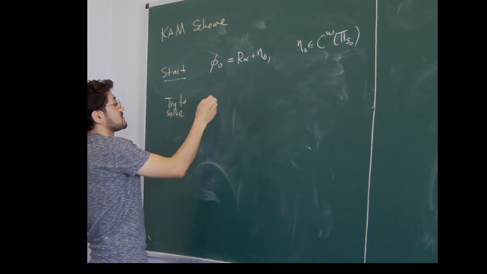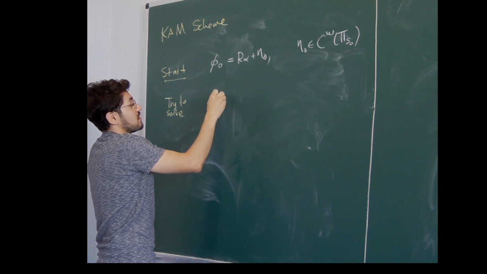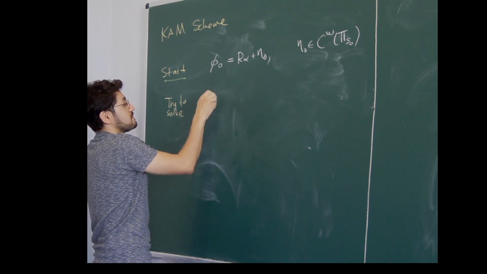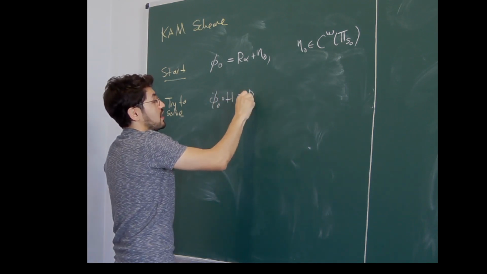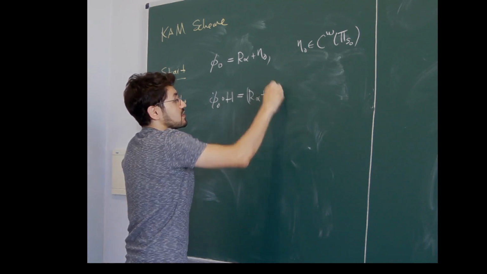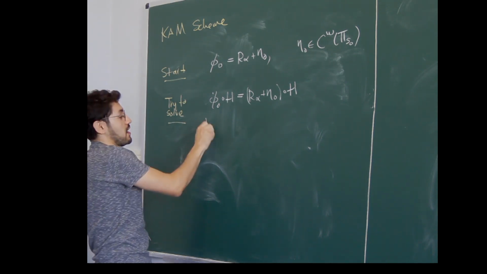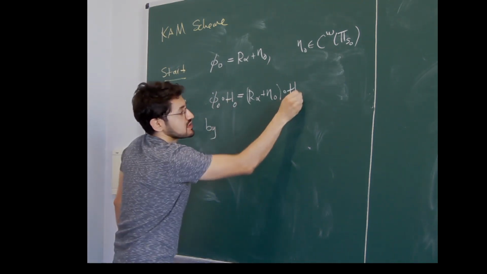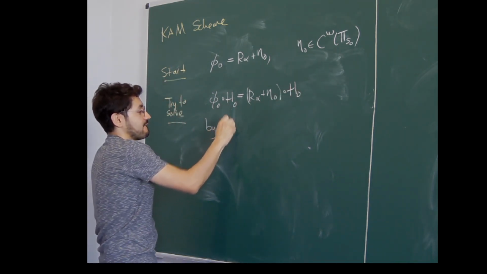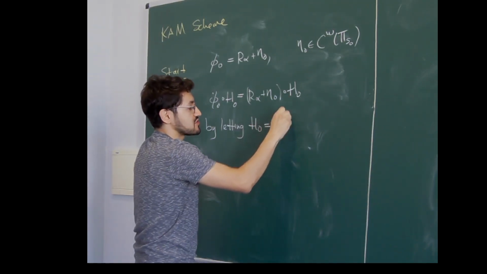I want to find a conjugacy H that makes H composed with phi0 composed with H equal to R alpha plus this composed with H. So my second step is to try to solve this, and by doing this I will look for H with a very particular form. Let me add a subindex, letting H0 equal the identity plus some function.